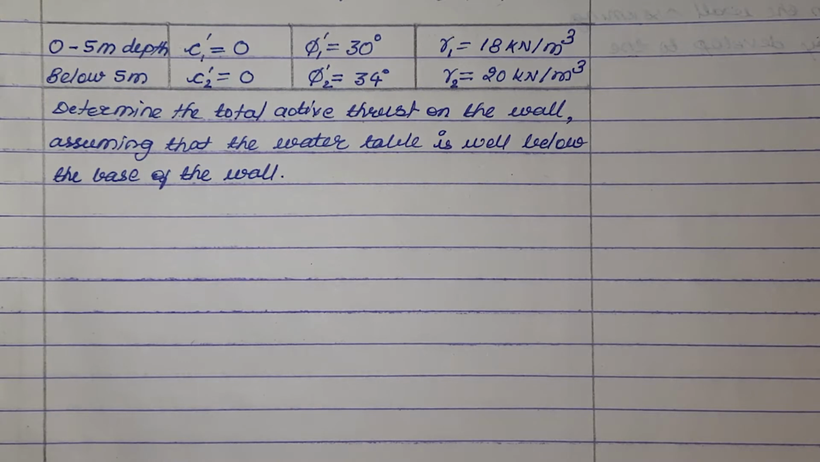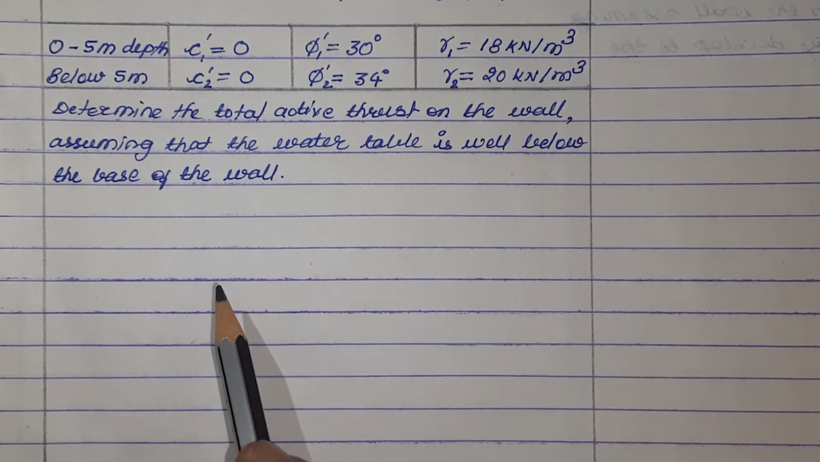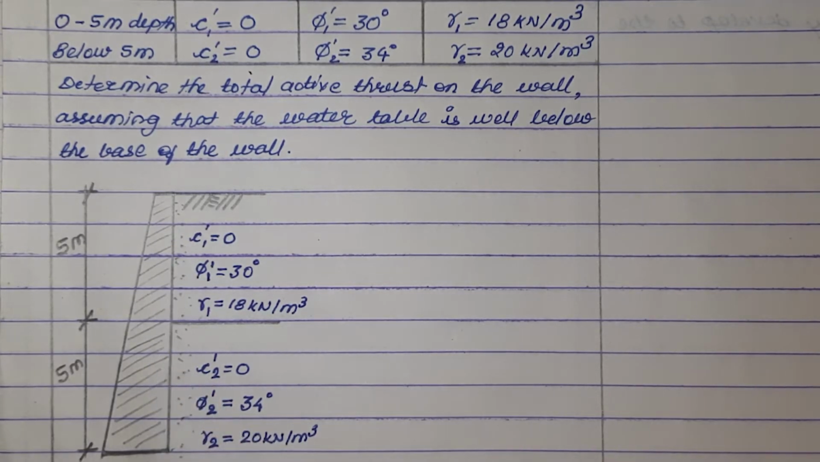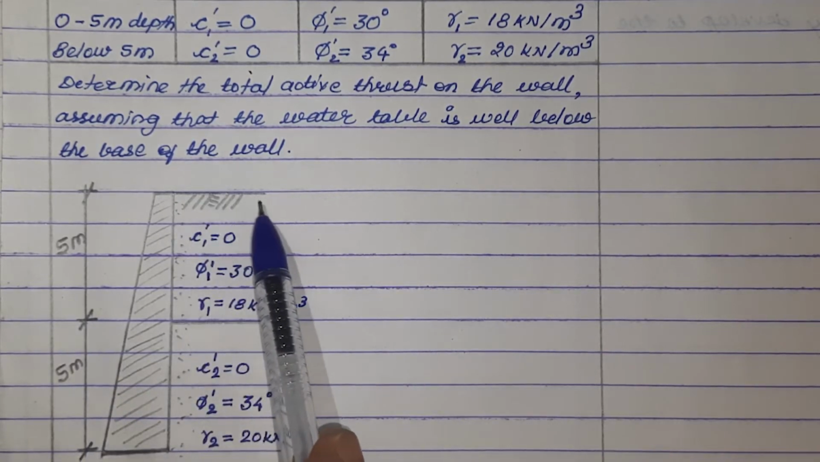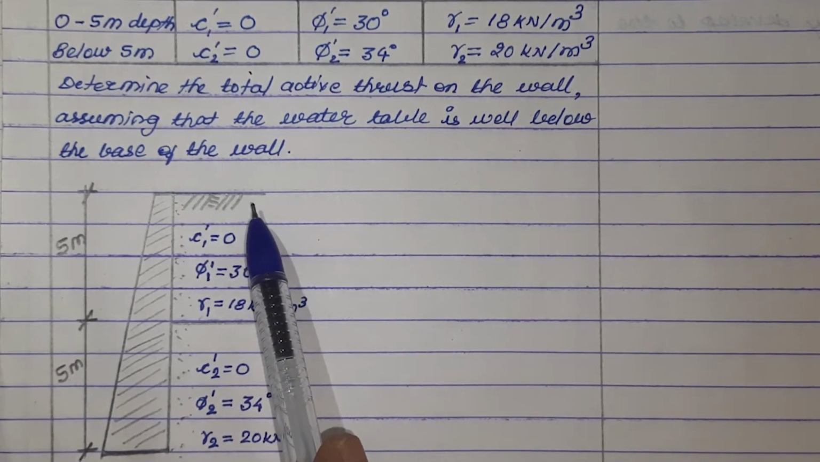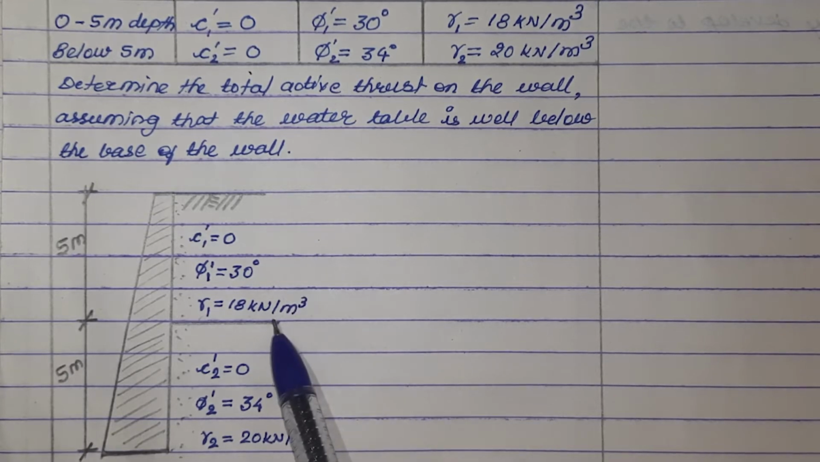The first step is to draw the retaining wall and show the backfill with their properties. Let us draw the retaining wall. Thus, this is the retaining wall. Total height is 10 meter, so 5 plus 5, 10 meter. This is the level of the backfill. It is horizontal. As the angle of surcharge is not mentioned, assume the backfill as horizontal surface. There are two types of soil. Soil type 1 is from 0 to 5 meter and soil type 2 is from 5 to 10 meter. Here we have shown their properties.